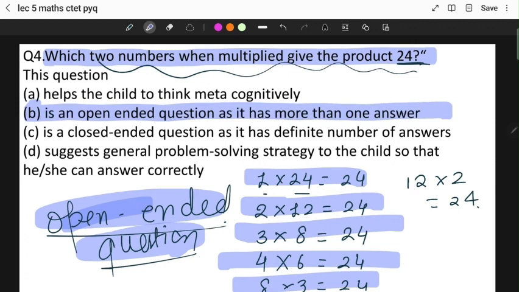Basically there are two types of questions, open-ended questions and closed-ended questions. A closed-ended question means a definite answer is there, a single or particular answer.